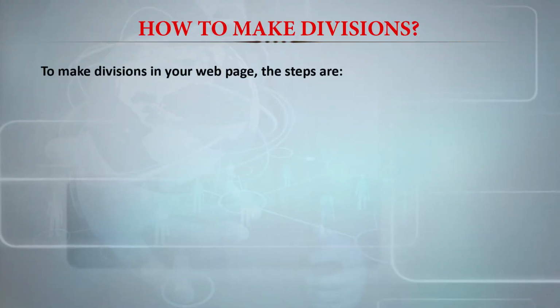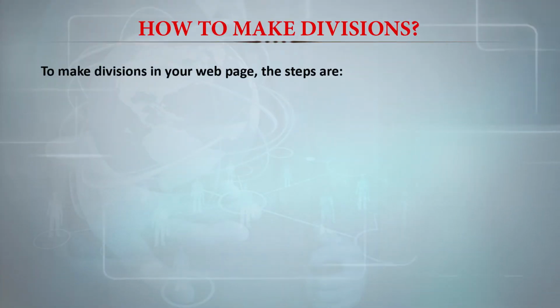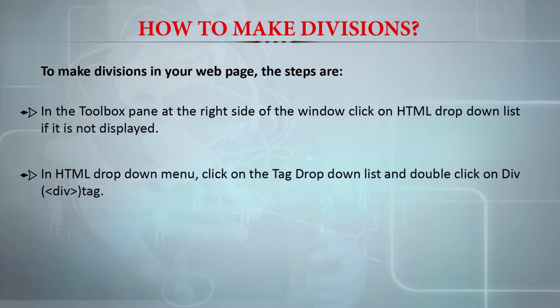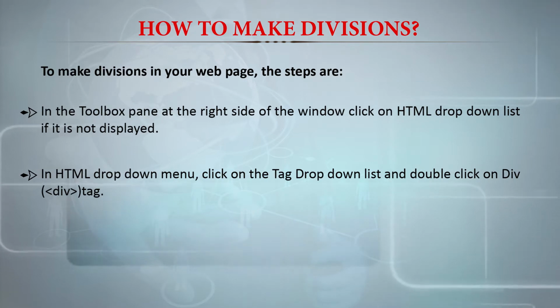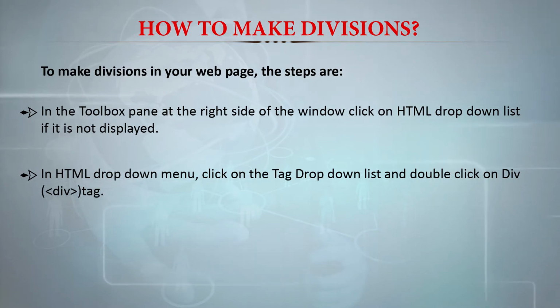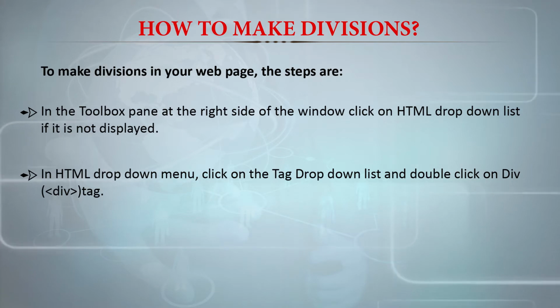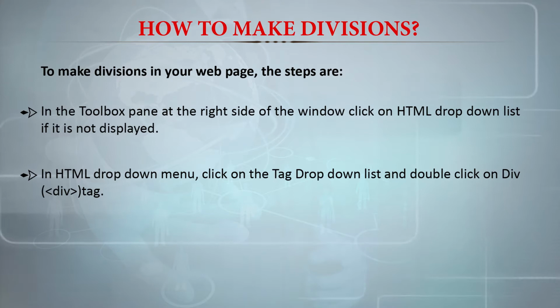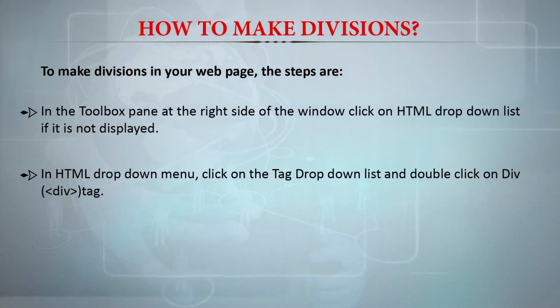Now the challenge is how to make the divisions. To make divisions on the web page, the first step is that in the toolbox pane at the right side of the window, click on the HTML drop down list if it is not displayed. In the HTML drop down menu, you double click on the div tag. Div tag is the tag which divides the web page. Without that tag, you will not be able to divide the page. Yes, there are several other options, and we will have a look at some of them.